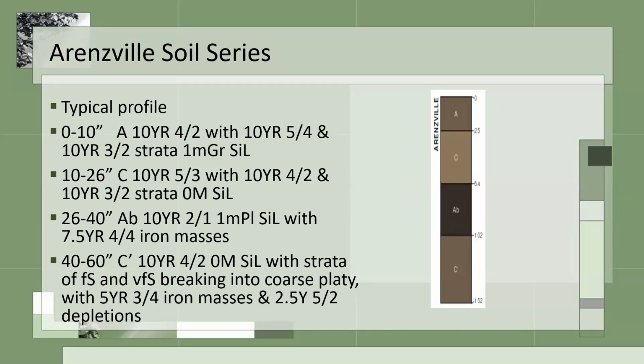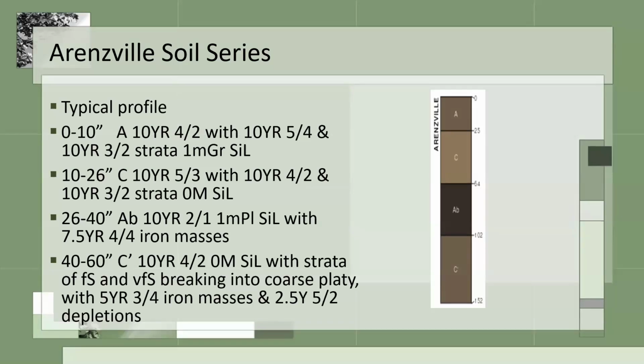And then we see 26 to 40, we have an AB. So there was some kind of large event where stuff washed in there. We have a buried A horizon, 10YR 2/1, 1MPL. So it's platy silt loam with 7.5YR 4/4 iron masses in it. So we've got some redox. We've got massive above. We have platy silt loam in here. It's buried. And so that's the problem with these sometimes, these valley soils, is you'll have layers. I've seen some that have like little strata. They go back and forth like an inch or so back and forth between sandy or silty, sandy, silty, depending on what the erosion was going on.